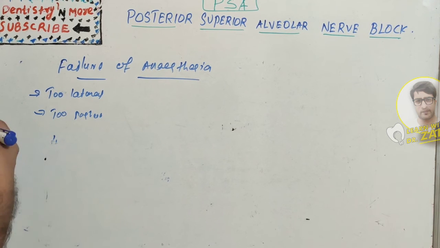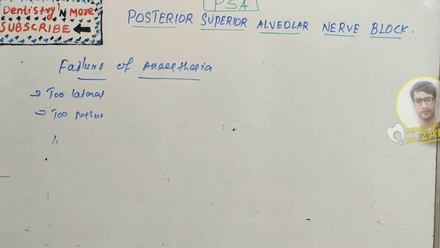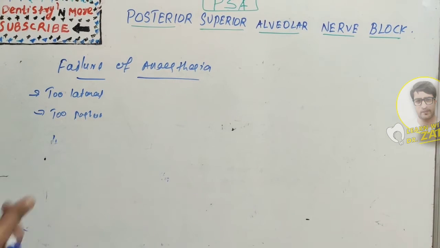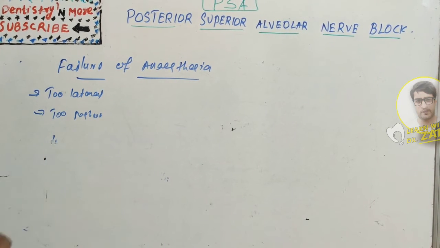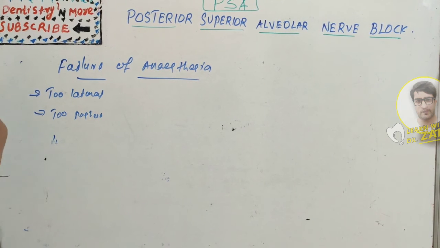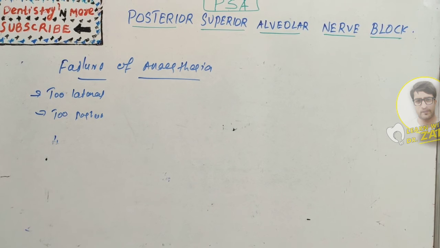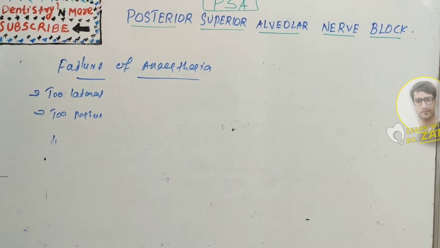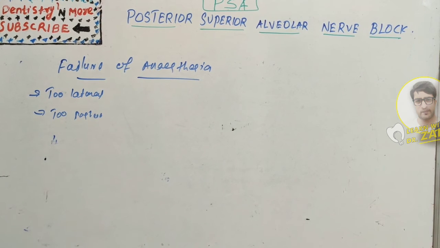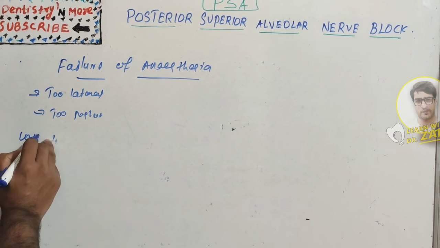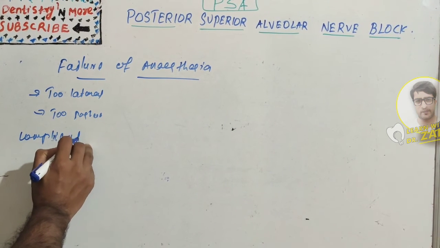We can withdraw the needle to the proper depth, or if the needle is not high enough, we can redirect the needle tip superiorly. So it should be medial, superior and posterior, but at a proper direction. It should not be too lateral, should not be too posterior, and the needle should be high enough. Now the complications, that is very important in PSA, a very commonly asked question.